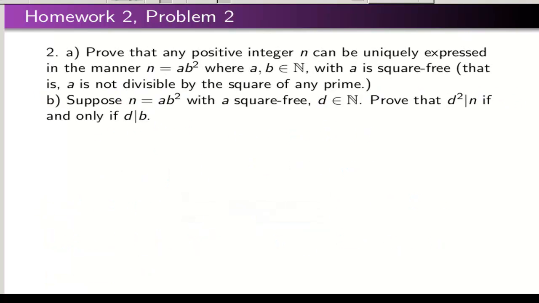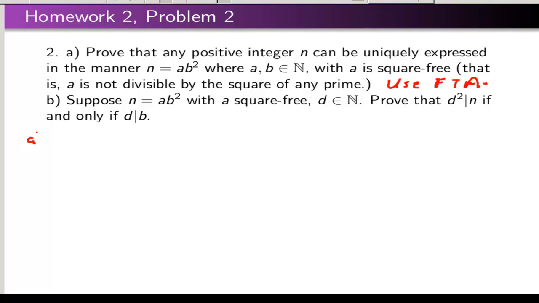On to problem 2. Prove that for any positive integer n, we can uniquely express it in the form n is a times b squared, where a and b are natural numbers, and a is square free. Again, you are free to use the fundamental theorem of arithmetic.